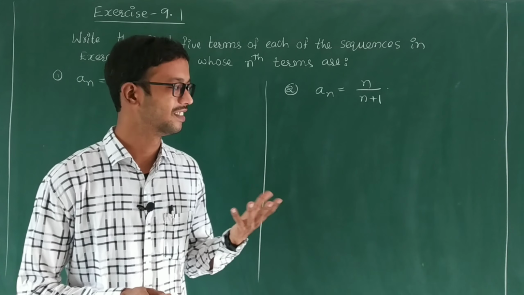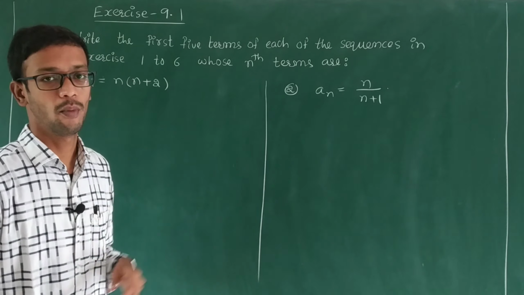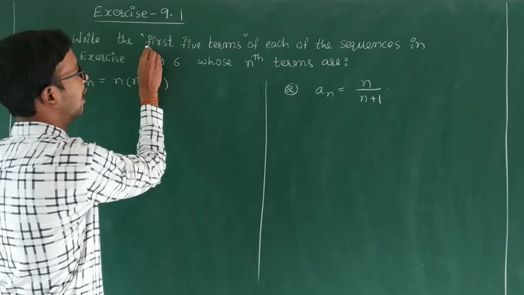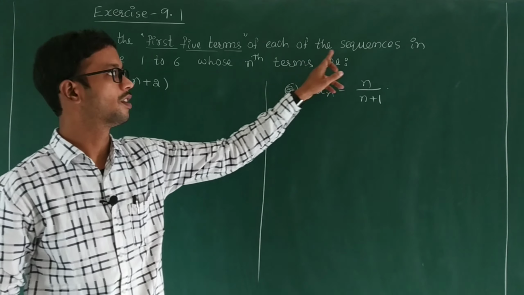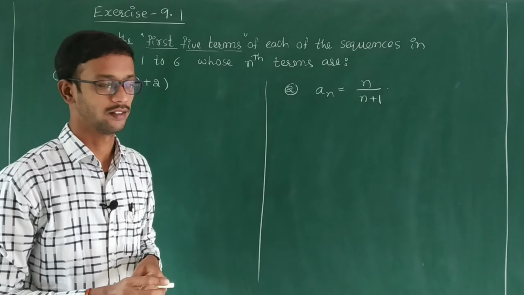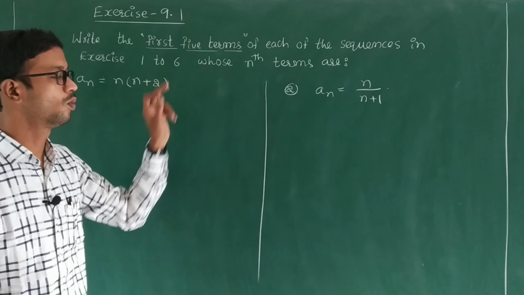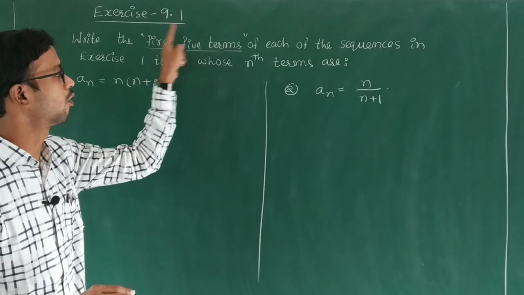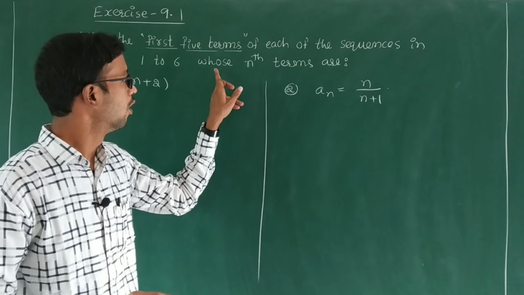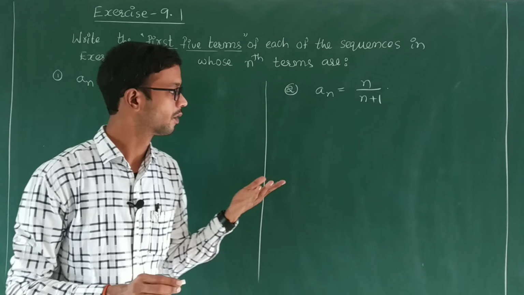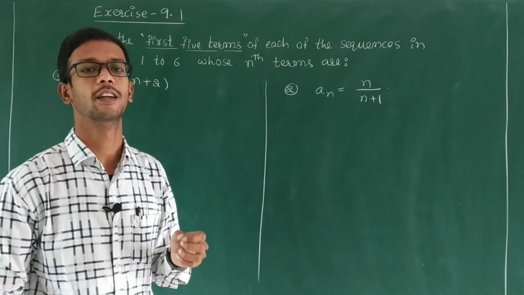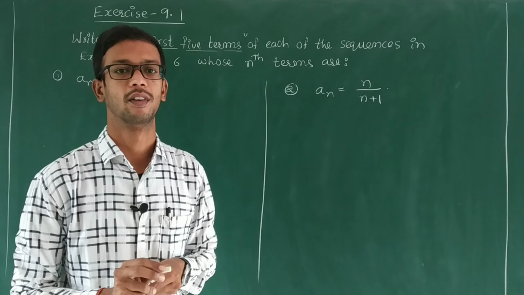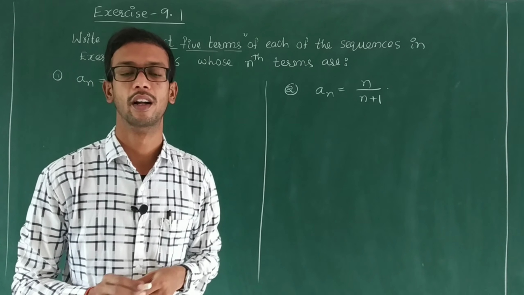You can observe by seeing these problems. Exercise 9.1. Write the first five terms of each of the sequences in exercise 1 to 6. 1 to 6 problems. We have to write the first 5 terms whose nth terms are given. So here nth terms are given. An is nothing but nth term. By that nth term, we have to write the first 5 terms for every problem, 1 up to 6 problems.